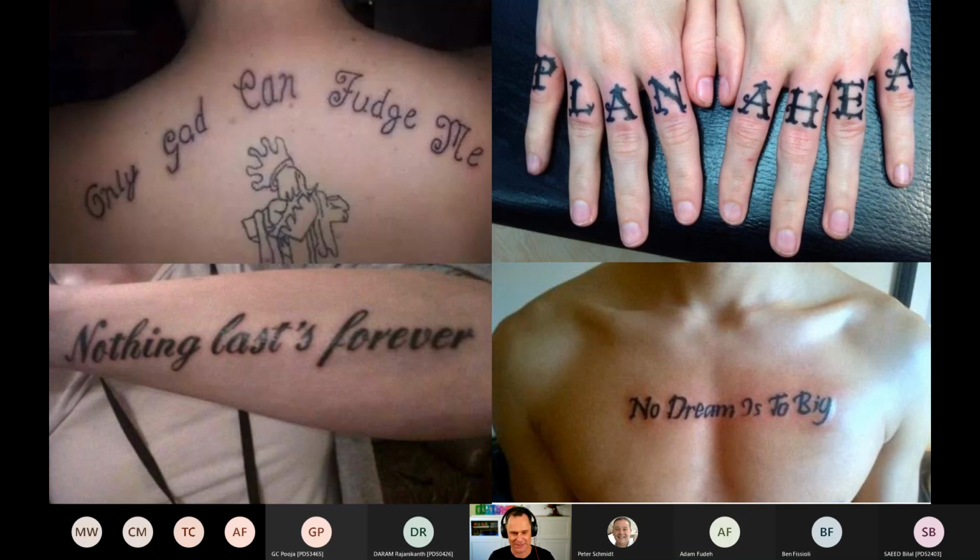Here's a couple of nice tattoos. Hopefully nobody in Perth has got tattoos like this. "Only God can fudge me." "Plan a heya." My favorite, needs an extra finger. "Nothing lasts forever except a misplaced apostrophe." And "no dream is too big." Oops, misspelling in there as well. Sounds like somebody on their way to Dreamforce. It's got a bad tattoo.